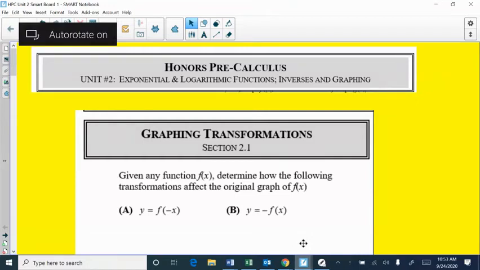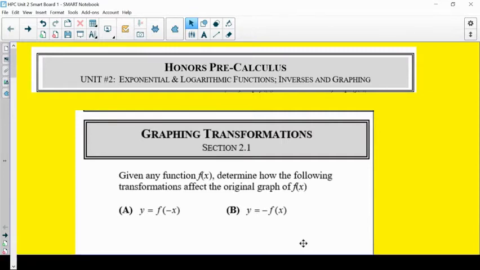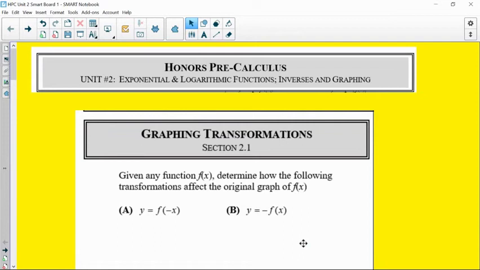Okay, so we're going to start our next topic here, or this Unit 2 topic, I should say. And it starts off with just some general graphing transformation rules, or things that we should know just in general before we start applying them specifically to exponential and logarithmic functions as well as inverses.